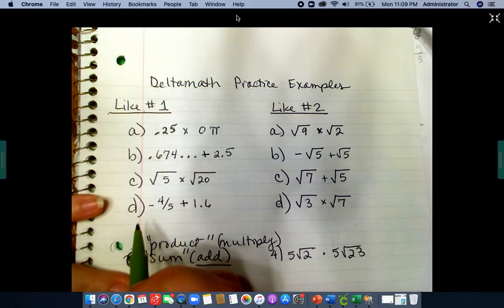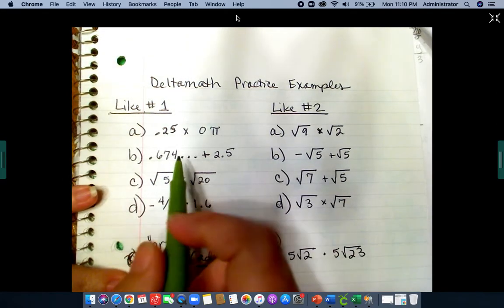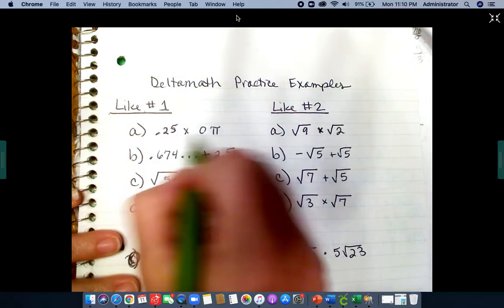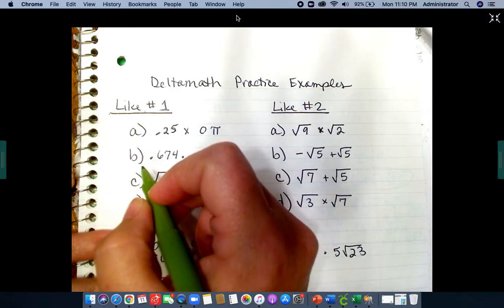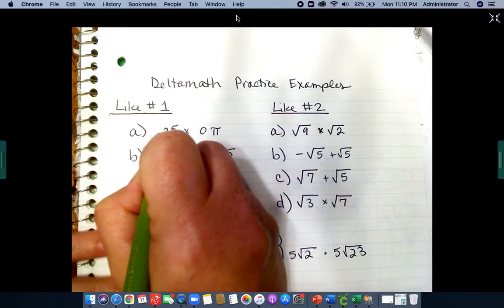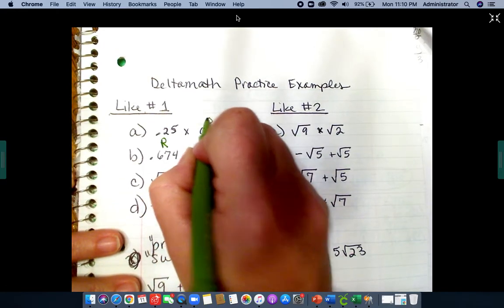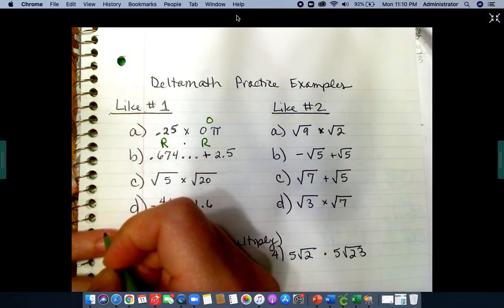The first thing I would recommend is, in your notebook, when you write down these problems, like for number 1, write down if they're rational or irrational. And then you can refer back to your notes page. So 0.25 is a terminating decimal, which is rational. 0 times pi is just equal to 0, and 0 is rational. So this is rational times irrational.